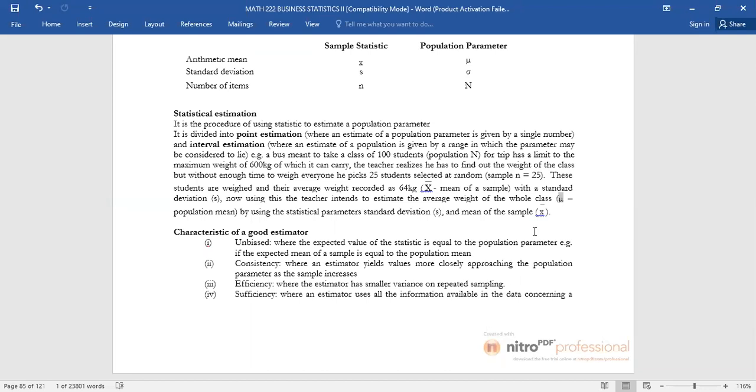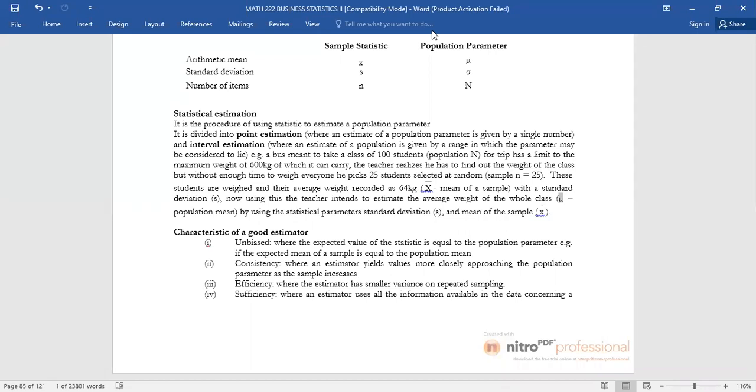Then we have efficiency. Where the estimator has small variance on repeated sampling, we call it efficient. So we are talking of, let's say, if we were to take another sample of 25, we are supposed to get more or less 64 kg. Let's say 63.9 or 64.1. That way we'll have said that our sample is sufficient.